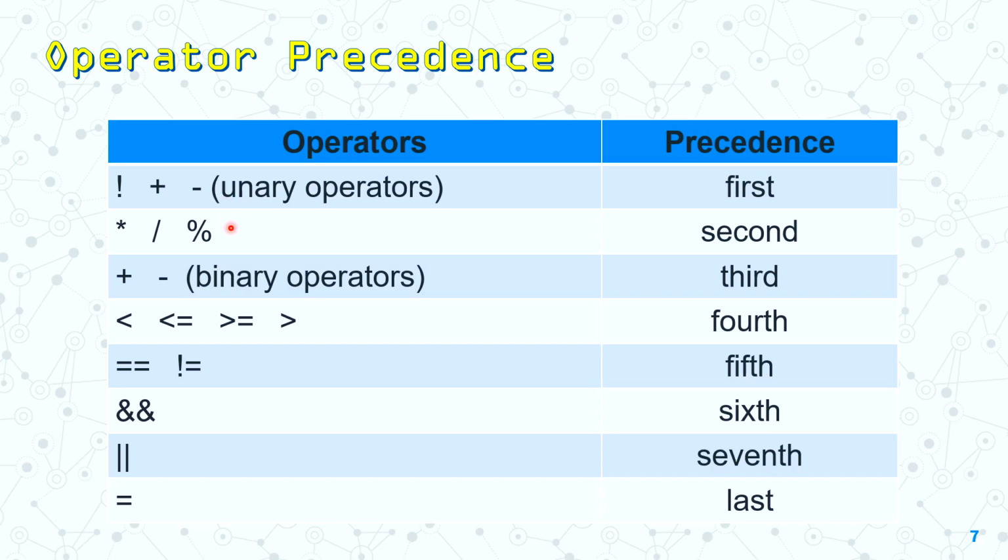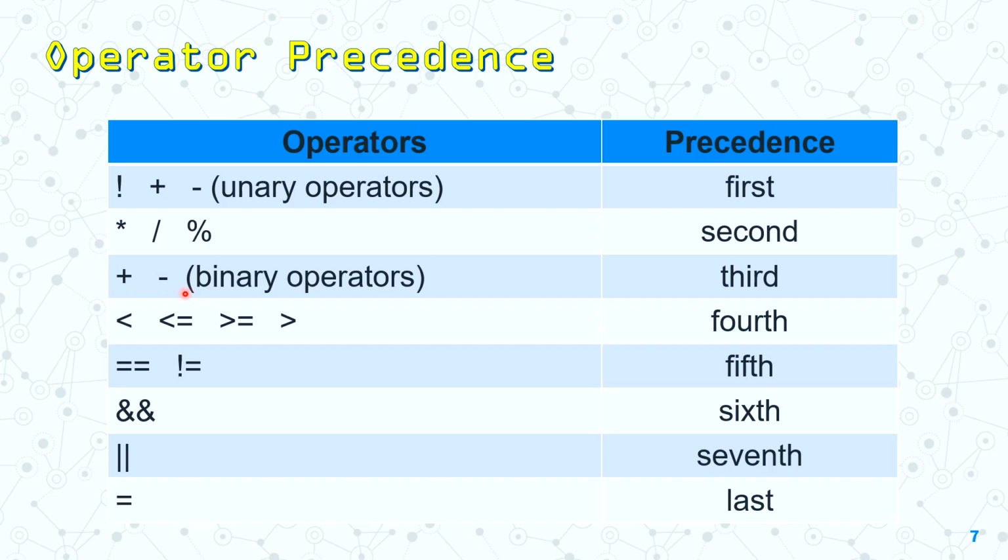Next comes multiplication, division, and modulus, represented by the asterisk for multiplication, forward slash for division, and percent for modulus. Then followed by the binary operators: the plus and minus signs for addition and subtraction.